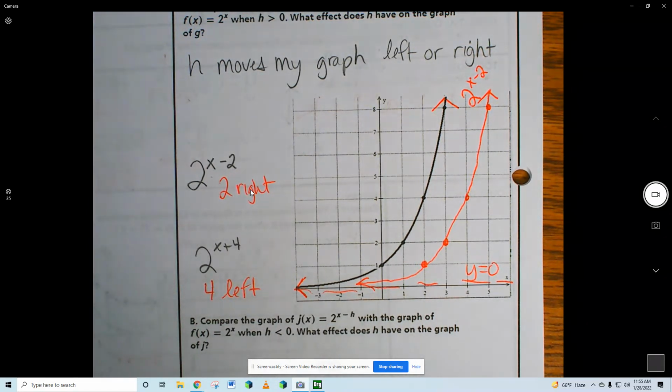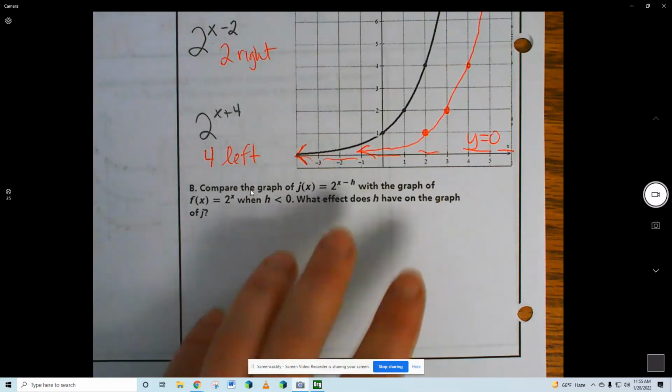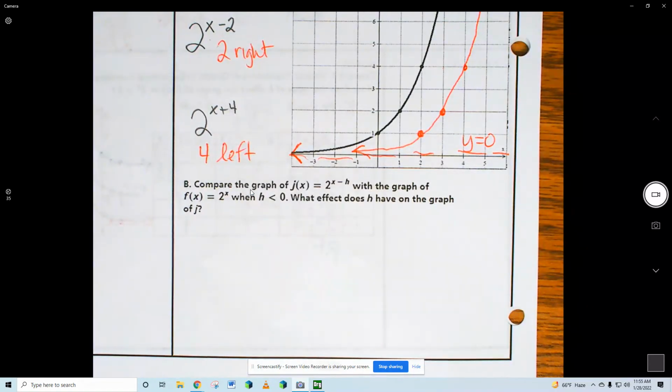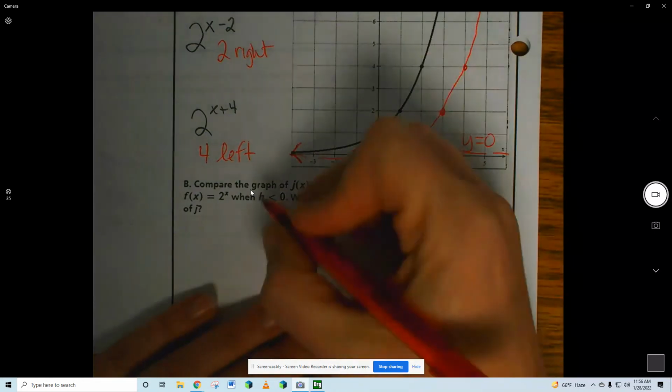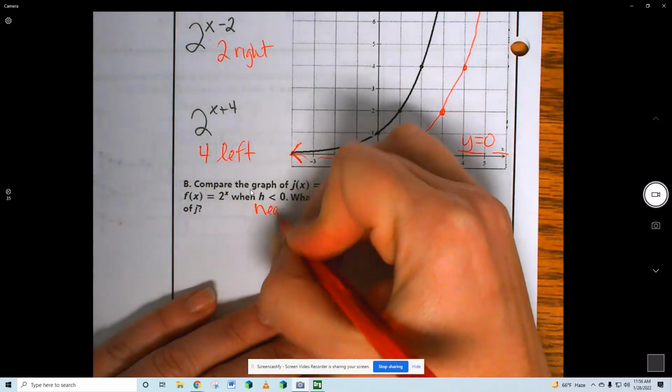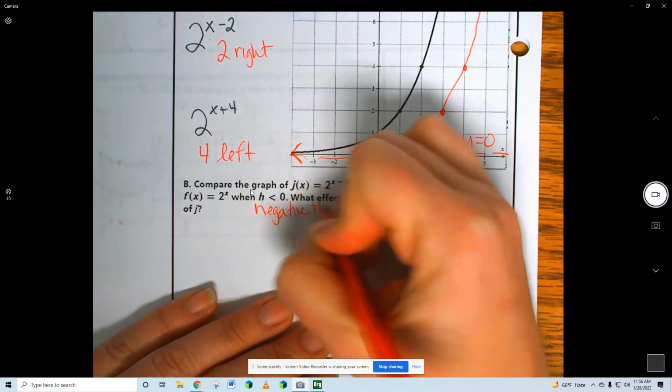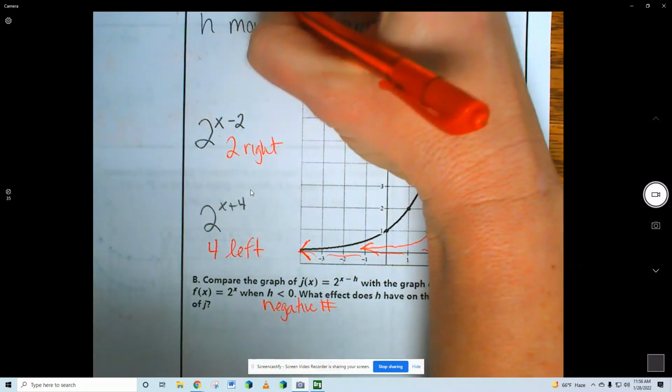So, I just did 2 samples. I'm going to basically ask you a repeat question. That's what this one says. But I need to read to you in mathematical language. Compare the graph of j of x, 2 to the x minus h. I don't know what h is. It could be left, it could be right. I don't know. With the graph of parent function, 2 to the x. When h is less than 0. You know what h means? Less than 0? Negative number. Whereas up here it was a positive number.